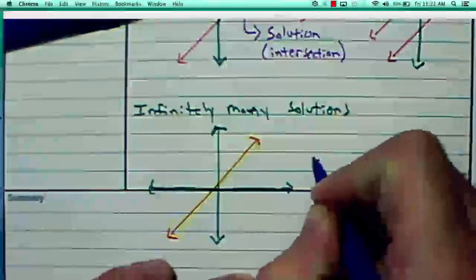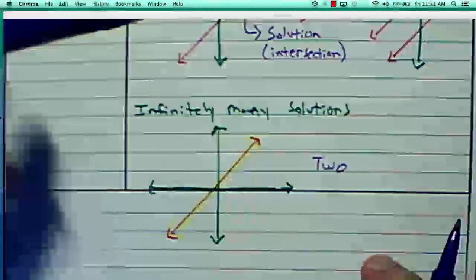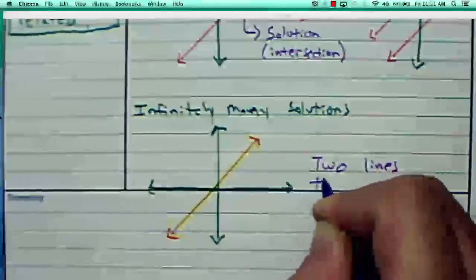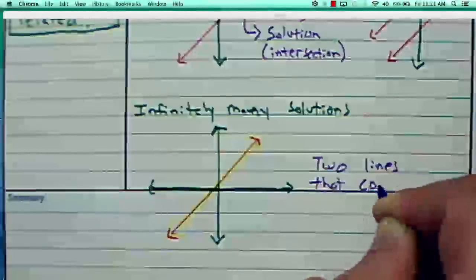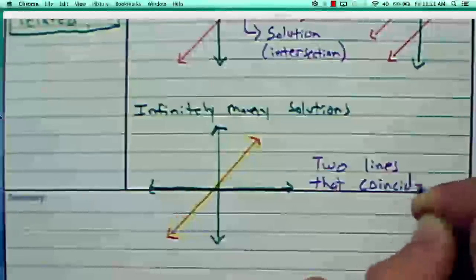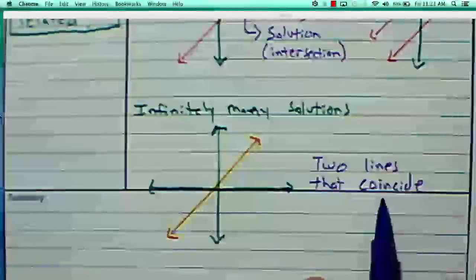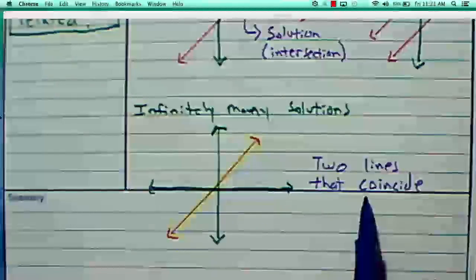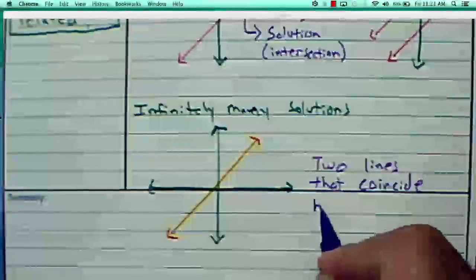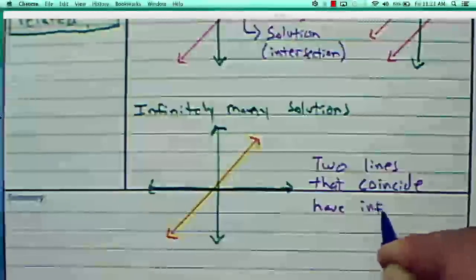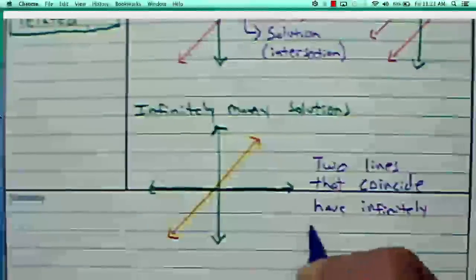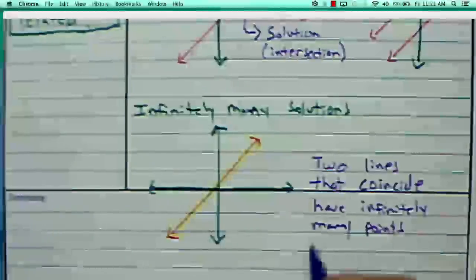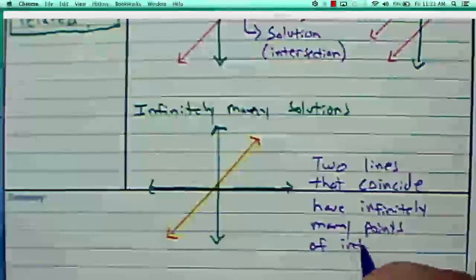So, two lines that coincide, like coincidence, co is together, incidence is occur. These two lines occur together, happen together. Two lines that coincide have infinitely many points of intersection, therefore infinitely many solutions.